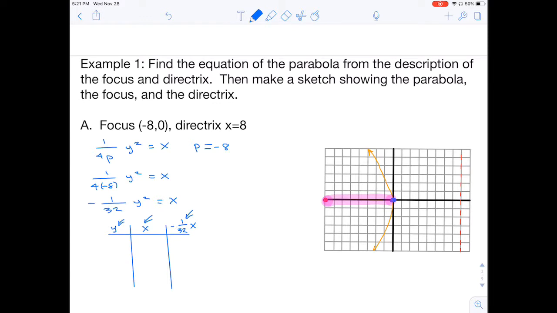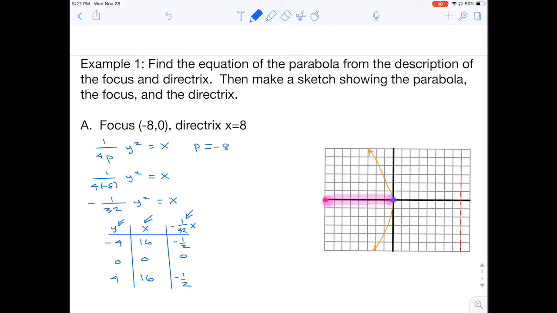So I'm going to plug in, since I'm only choosing 3 numbers, -4, 0, 4. Based on our parent function, those would become 16, 0, 16. Multiplying those by the stretch value, -1/32, I would get -1/2, 0, and -1/2 again.